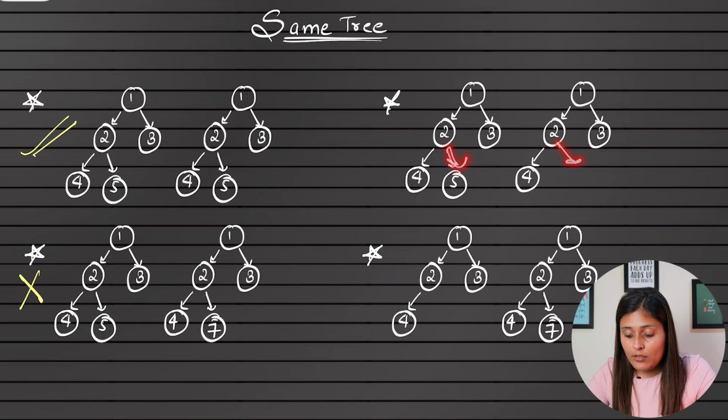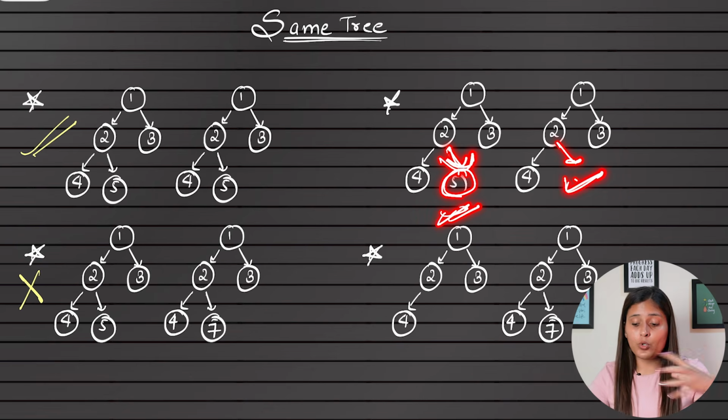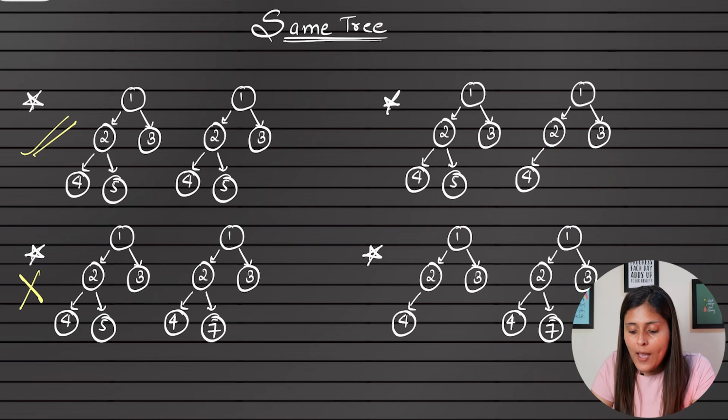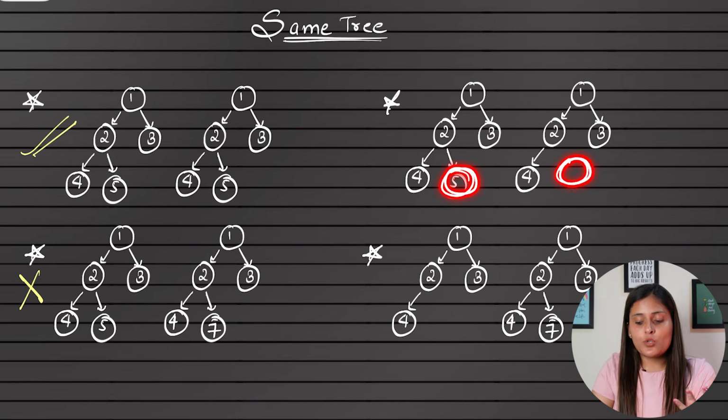Means, can I say, when we called this root 2 dot left, we sent this in the function as root 1 dot left and root 2 dot left. Now root 1 and root 2 have become the new values. Means root 1 is 5, root 2 is null. So can I say if root 1 is not null and root 2 is null, return false?